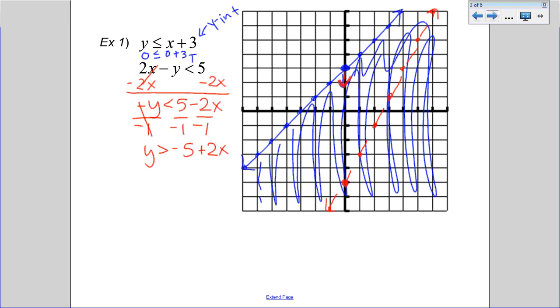And so we have to figure out our shading. So like we said, we can test the point 0, 0. And so we have 0 is greater than negative 5 plus 2 times 0. We know this term just cancels off. So we have 0 is greater than negative 5, which is true, which means you're going to shade above the line.